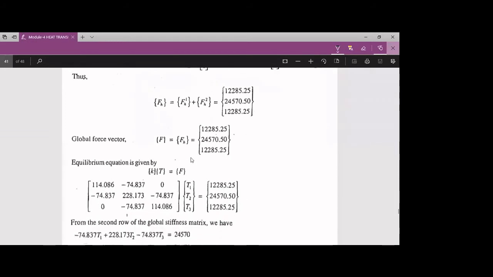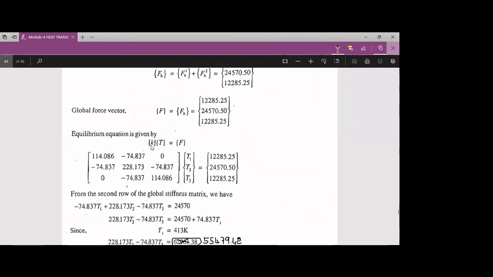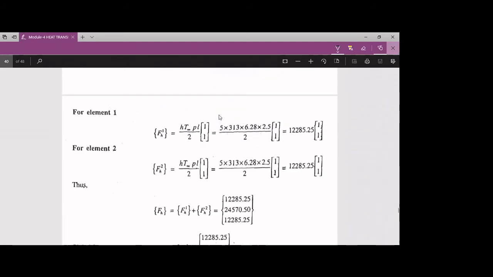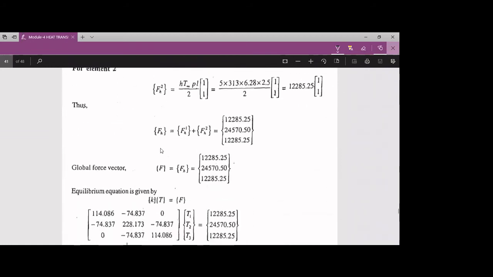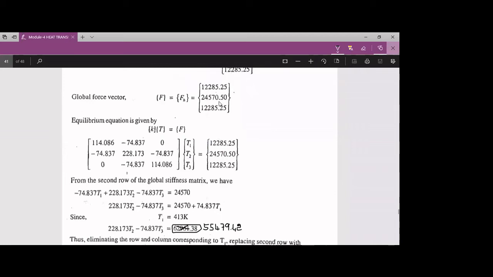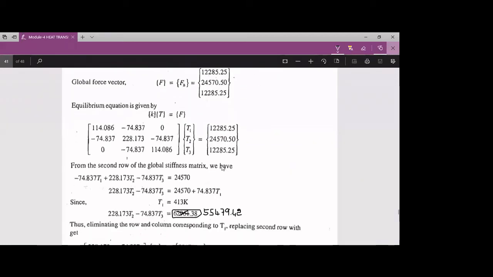Now after obtaining the global force vector, write the equilibrium equation KT equals F. Here K is the global stiffness matrix that we have got, and T is the nodal temperatures, T1, T2, T3, the temperatures of node 1, node 2, node 3, which is equal to the force vector. We already have the force vector, so write it here. Now by using the elimination method of handling boundary conditions, you can eliminate and find the values of the unknown nodal temperatures.